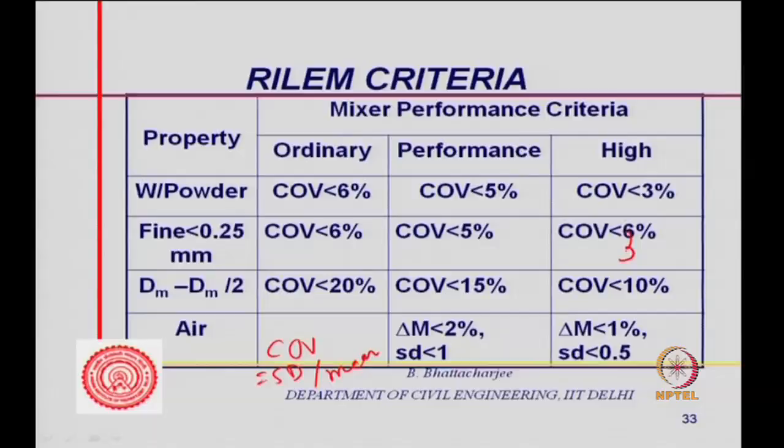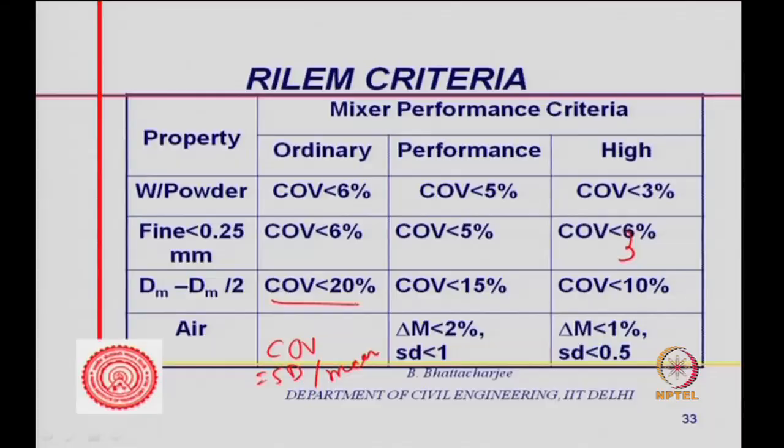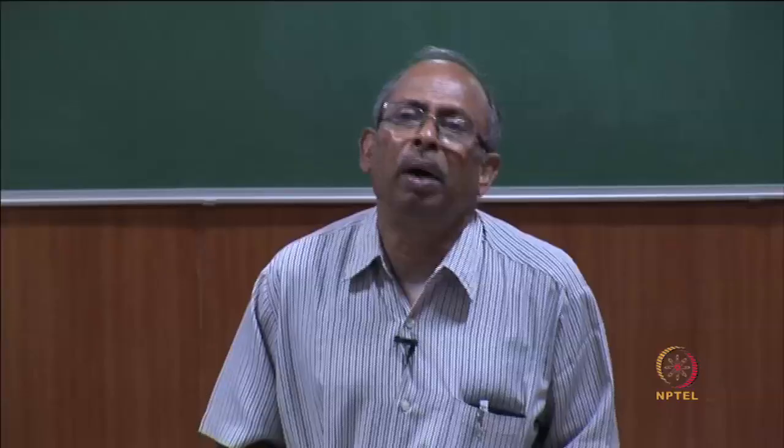Similarly, coefficient of variation for dm, the mean particle size, minus dm by 2. So, the proportion of the particles belonging to a particular size you find out, and if it is less than 20%, 15%, 10%. Air content, residual air content by mass, if it is less than 2% with a standard deviation less than 1, you call it okay performance. If it is less than 1% and standard deviation is less than 0.5, you call it high. Similar other criteria are given, I have only taken a part of the table.